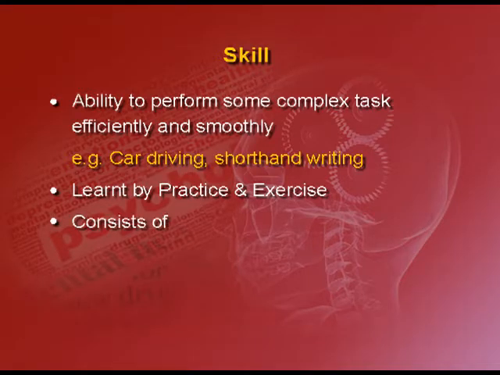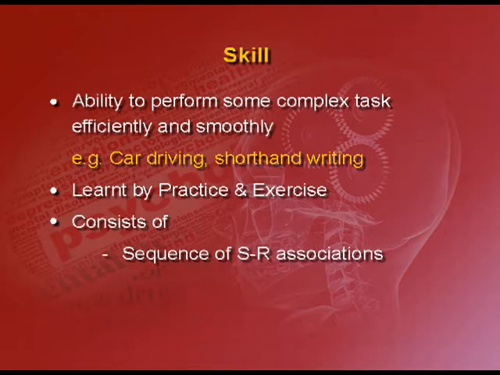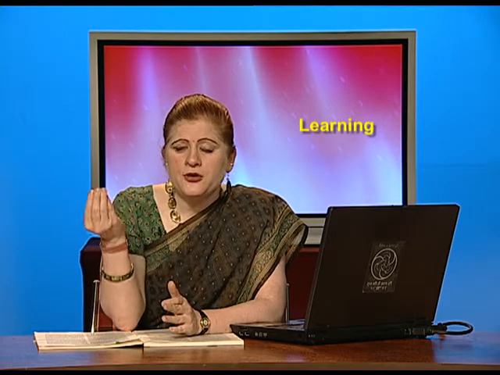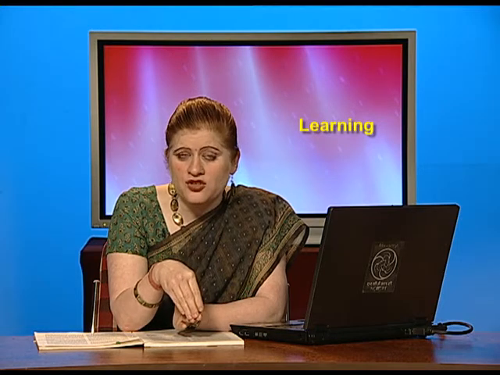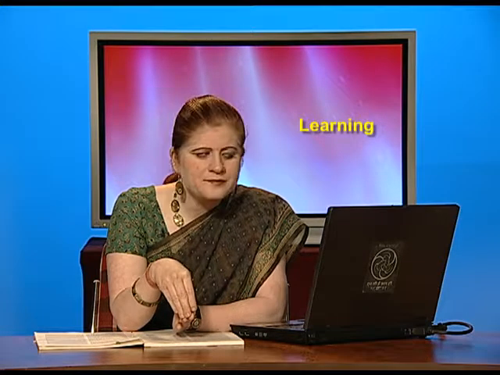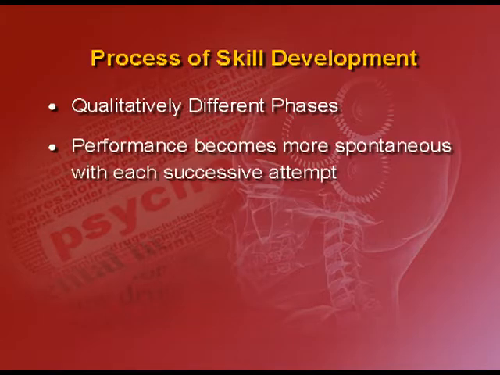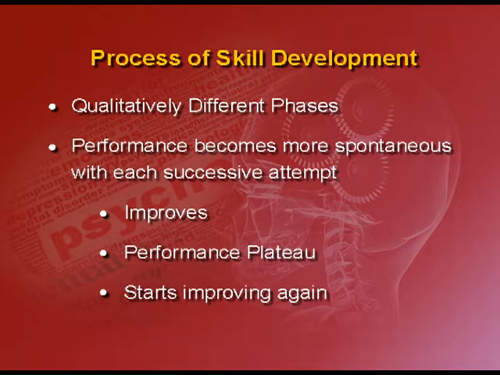Skill consists of a sequence of stimulus response associations, that is, a chain of perceptual motor responses involved in developing a skill. You perceive a thing, you take it to your mind, and then you apply it while performing a motor task. So that means skill acquisition goes through certain phases, right? The process of skill development involves qualitatively different phases. Performance becomes more and more spontaneous with each successive attempt or practice session. The performance improves, then a performance plateau comes, and then it starts improving again.